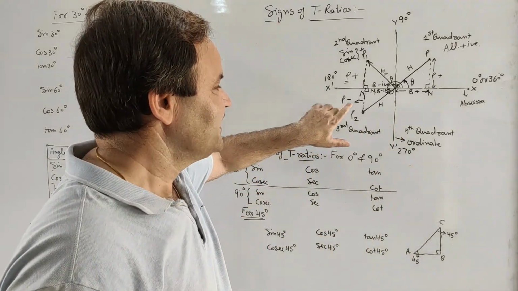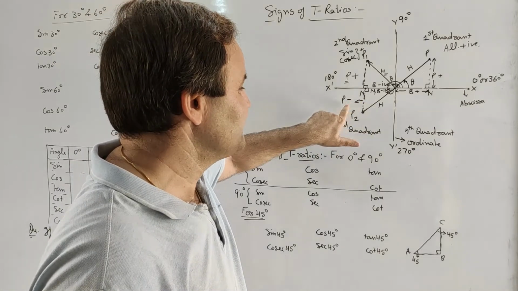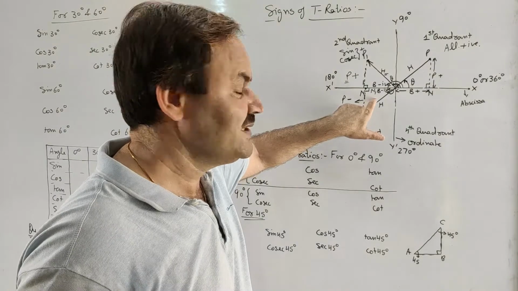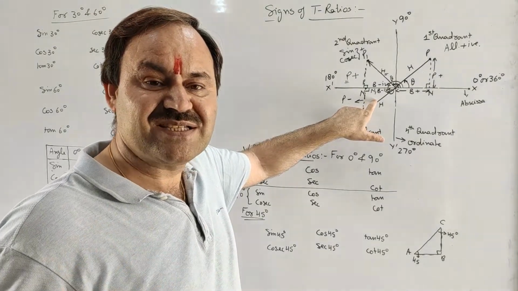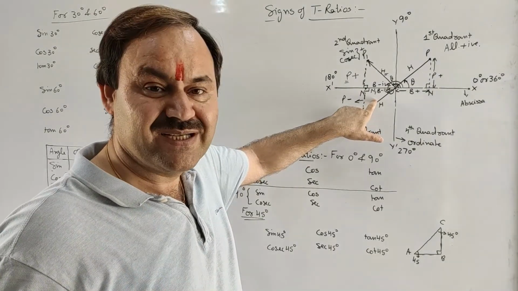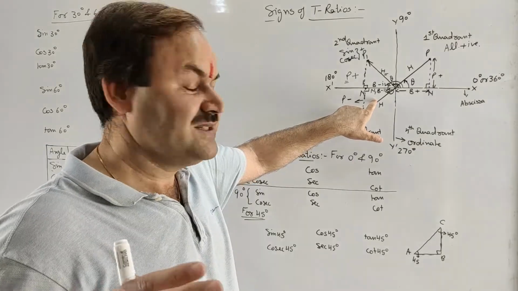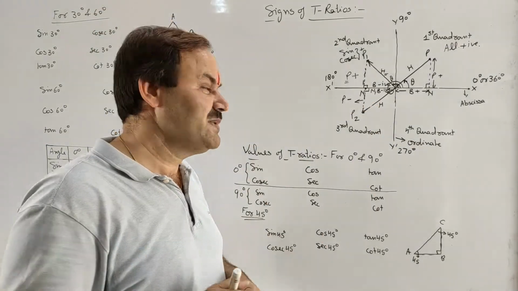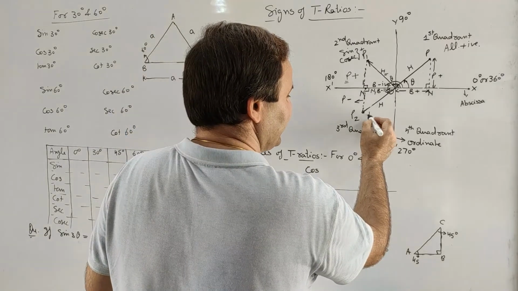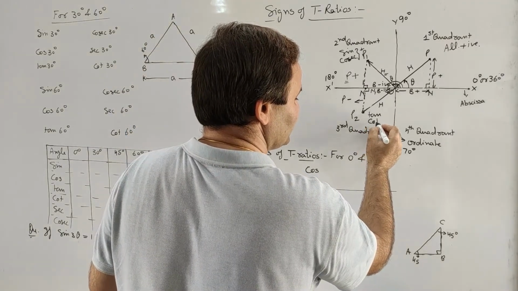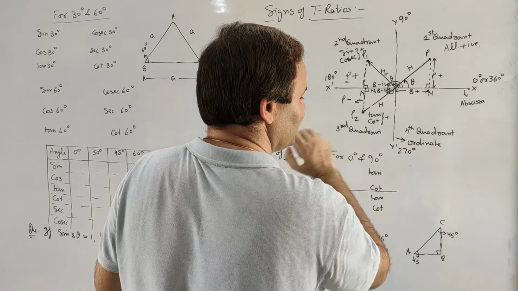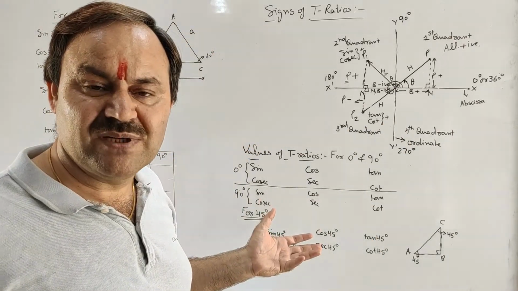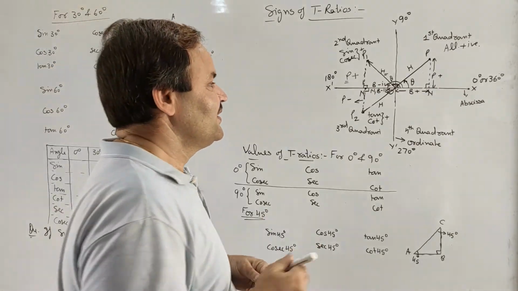Hence we may say that all T ratios in which perpendicular and base will appear will be positive, while the rest all will be negative, and the T ratios in which perpendicular and base both appear are tan and cot. So in the third quadrant tan and cot will be positive, while the rest all will be negative.